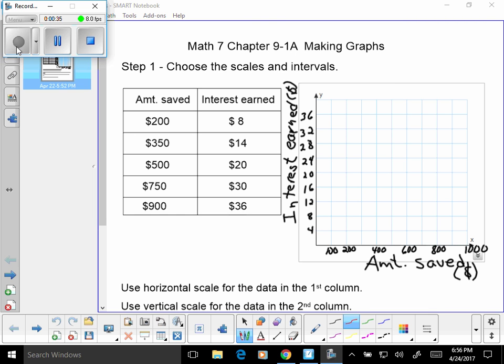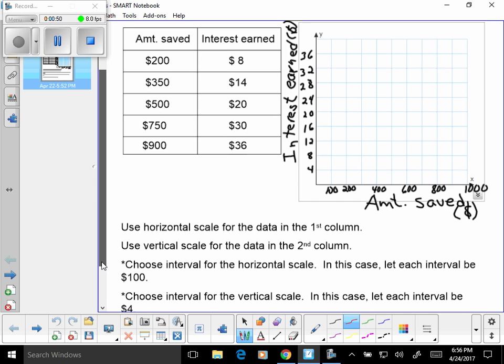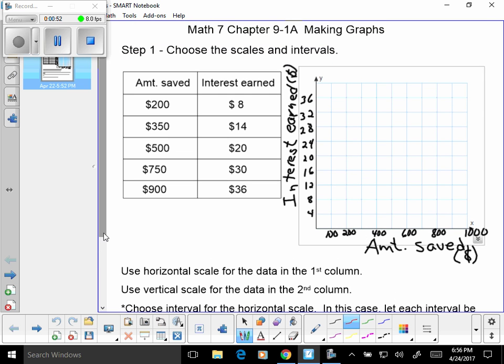Generally, we are going to use a horizontal scale for the data that's in the first column, or the left-hand column. We generally will use the vertical scale for the data that is in the second column, or the right-hand column. If you notice in the grid that I give you to the right, I have amount saved in dollars and interest earned in dollars. This particular kind of graph is called a first quadrant grid.